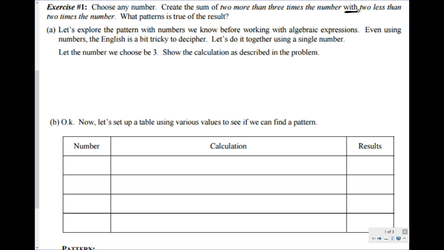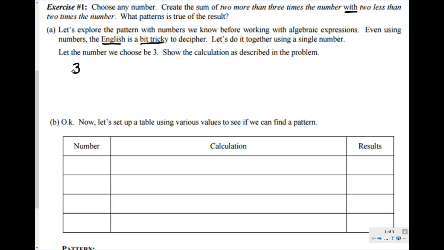Okay, so part A says, let's explore this pattern with numbers we know before working with algebraic expressions. So it's kind of like making a test number, right? Even using numbers, the English is a bit tricky to decipher. Let's do it together using a single number. So first, let's pick the number 3. So I'm choosing the number 3.